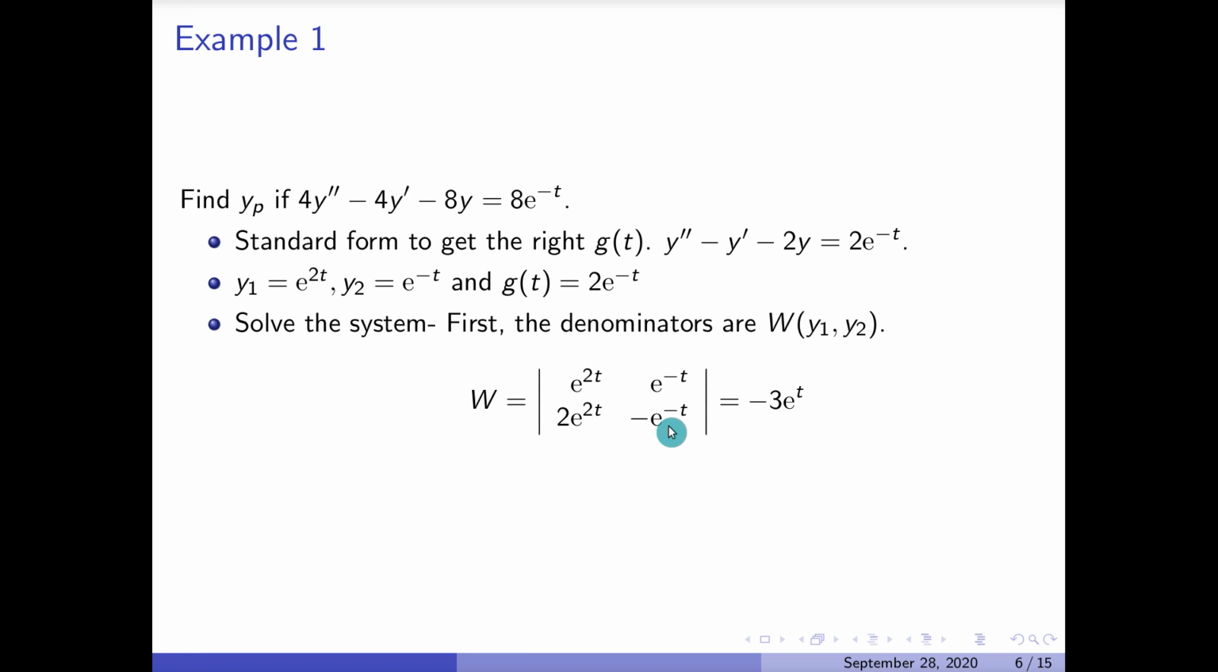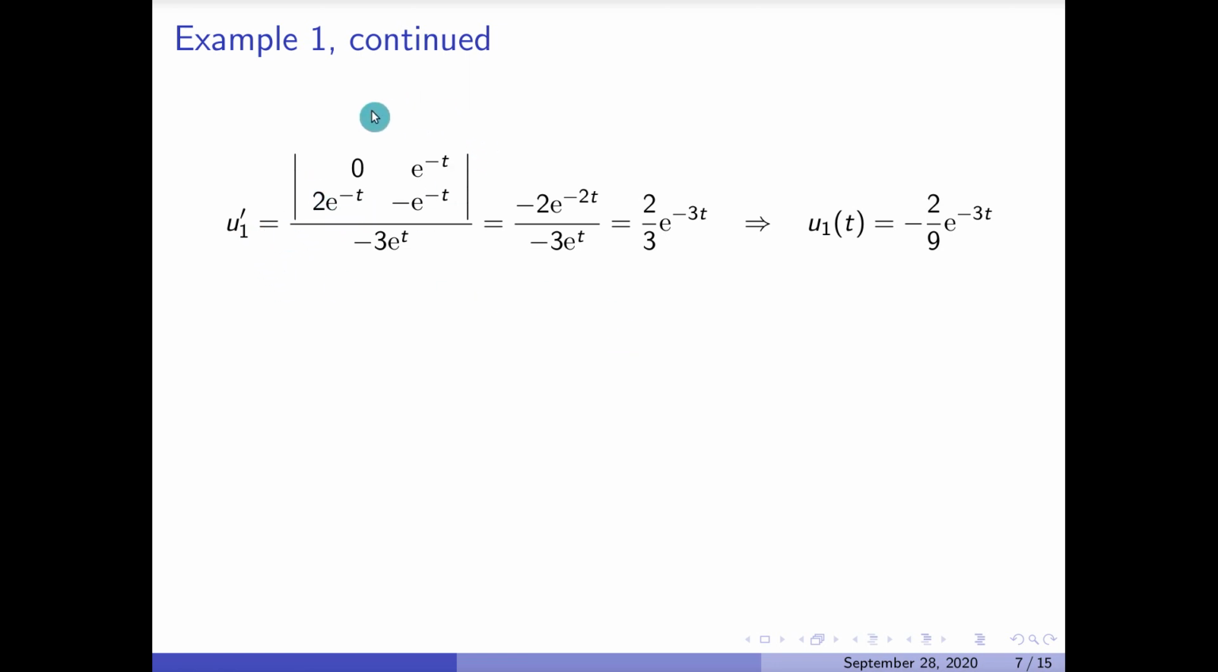e to the 2t times e to the minus t is e to the t, so that's going to be a minus e to the t there. And then we'll have a minus 2 e to the t there, so we get minus 3 e to the t for the Wronskian. That's the denominator of our system, right? Good. And so u1 prime then is going to be, this is our right hand side, right? This is Cramer's rule, and this is our y2 prime. Okay, and so this is our Wronskian, and so we just compute that, and things work out nicely for us. We just get 2/3 e to the minus 3t, and that is u1 prime. That's easy to find u1 from, just integrate. Good.